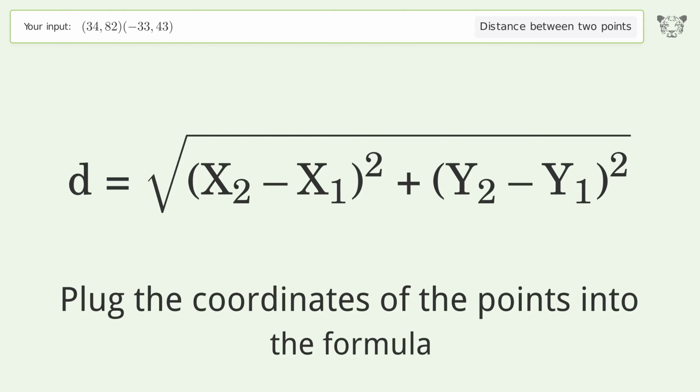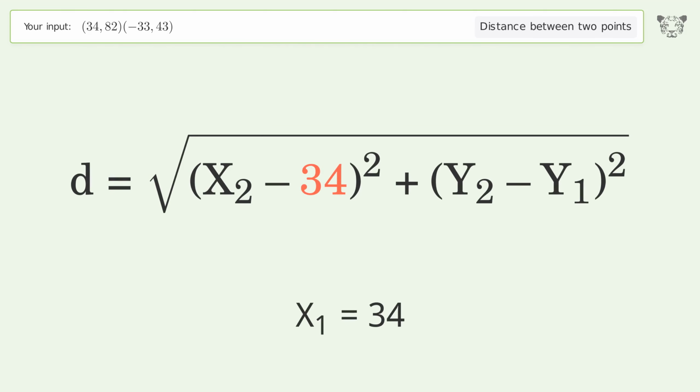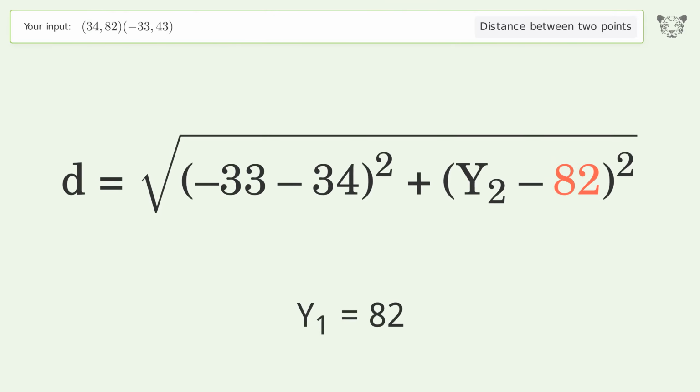Plug the coordinates of the points into the formula. x1 equals 34. x2 equals negative 33. y1 equals 82. y2 equals 43.